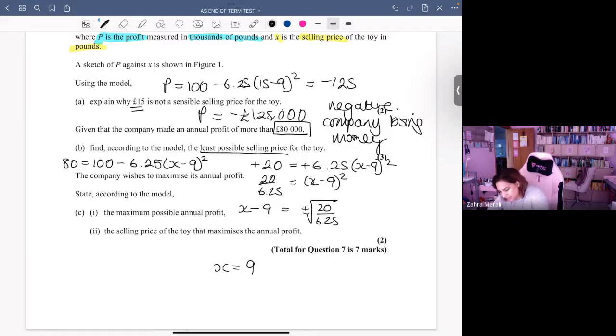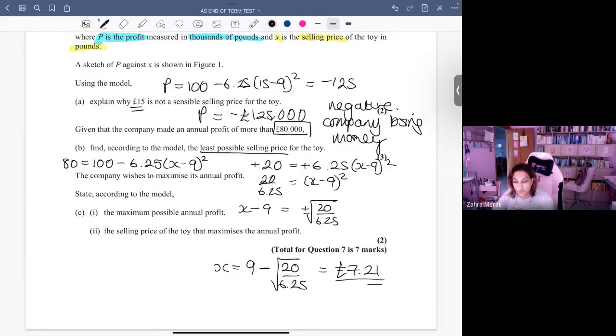So x equals 9 plus or minus the square root. Now I want the least possible, so I'm worried about the minus bit this time. I stick that in my calculator in one go, not lots of little lines. So 9 minus square root button, fraction button, 20 over 6.25. And then S-D to change it, I get 7.21111 something. So £7.21 is going to be my least price.